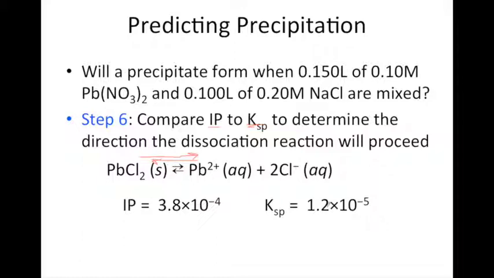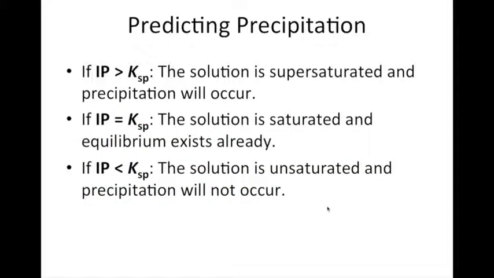So when we compare these, what are we looking for? Well, we want to see if our IP is greater than KSP, then our concentration of ions is greater than the equilibrium concentration, and precipitation will occur.